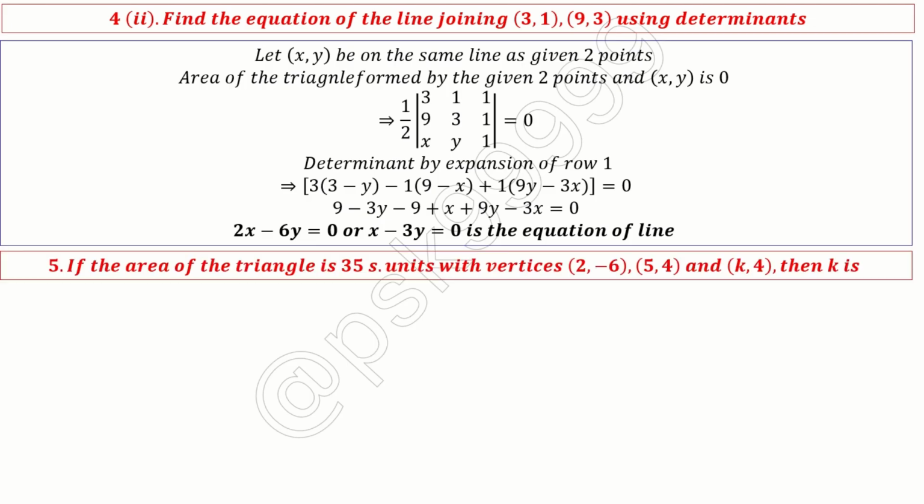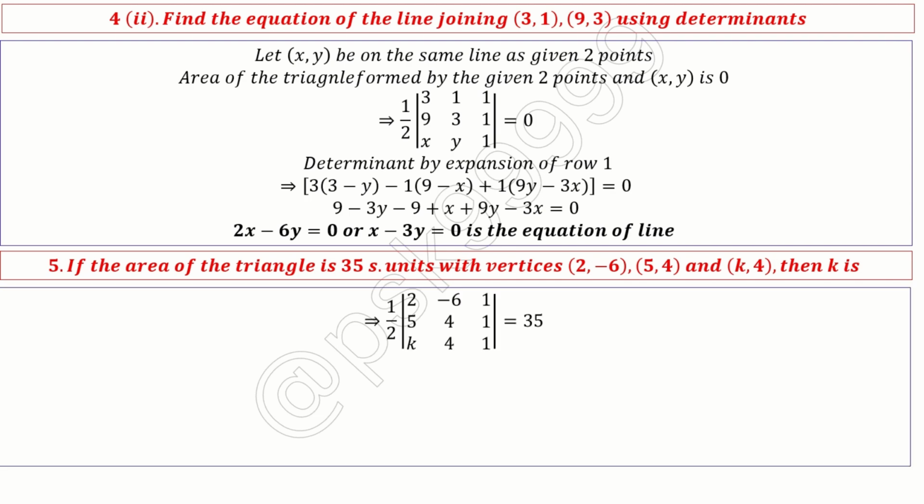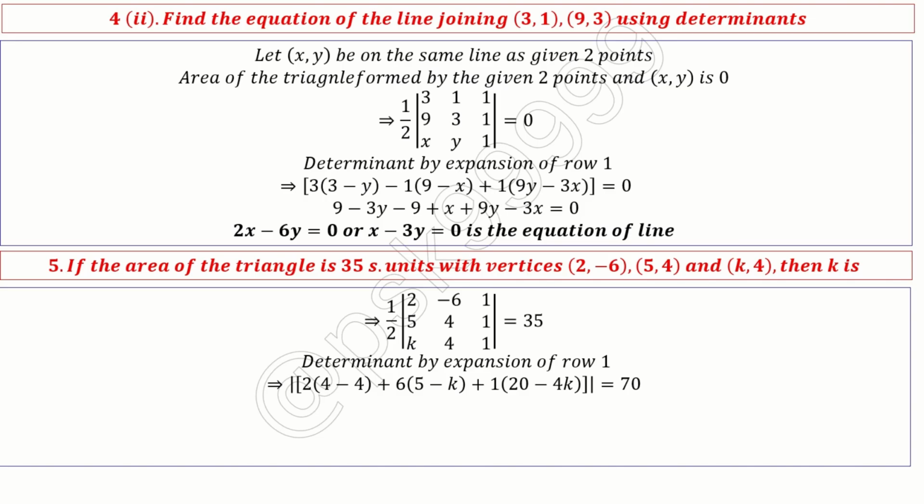Okay. If the area of the triangle is 35 square units with vertices (2, -6), (5, 4) and (k, 4), then what is the k value? We have done exactly a similar one before. So you take the determinant, half of this determinant is equal to 35 because it's the area of the triangle, which is given as 35 square units, right? So now you simply expand, and as I said, when you are finding a coordinate where the variable is in the coordinate, because of the absolute modulus value, you will get two values.